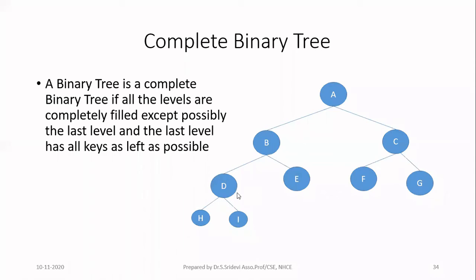Suppose in the same tree, if I simply remove H and I, and connect them to node E, then I will say that it is not a complete binary tree. The reason is, even though all the levels other than the last level are completely filled, nodes H and I, if they are connected to node E, are not left as possible. They must be in the left direction only. But when you remove these two nodes from D and connect them to E, then you will say it is not a complete binary tree. So that is the second important point in case of a complete binary tree. The last level should have all the keys as left as possible.